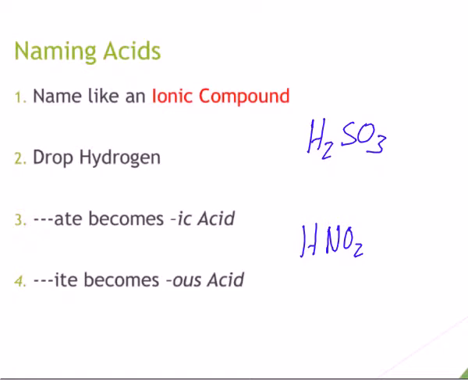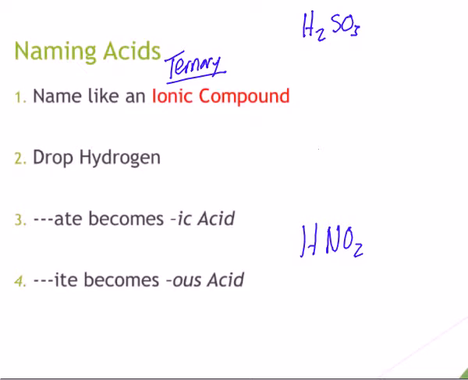Step 1, name it like an ionic compound. Step 2, drop hydrogen. Step 3, ate from a polyatomic, because you're going to have a polyatomic in there with the acids. Ate becomes ic, and then acid after it. Ite becomes ous, and then acid after it as well. So our list here is for ternary compounds. Binary we'll come back to in just a second.